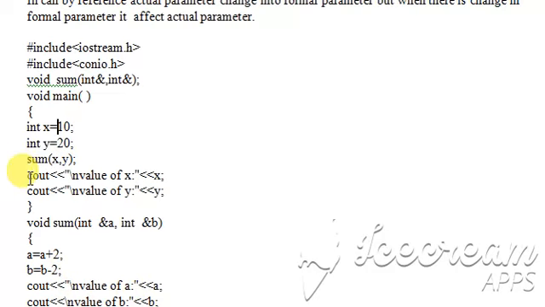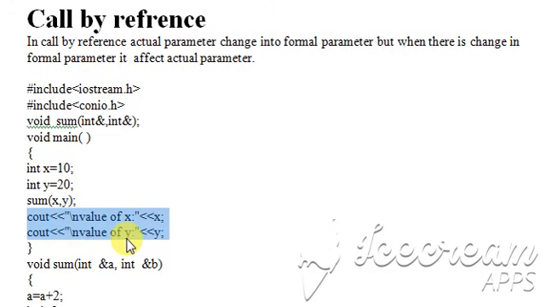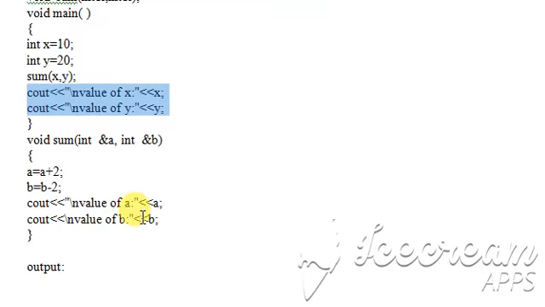Again it goes to the main function, and at that time when we print, it will print the changed value, which is actually the value of A and B. This is called call by reference. It means the actual parameter is also changing.